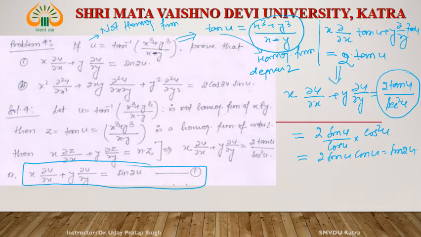Now what do we have to prove? We have to prove the second part. What is the second part? x² ∂²u/∂x² + 2xy ∂²u/∂x∂y + y² ∂²u/∂y² is equal to 2 cos 3u sin u.